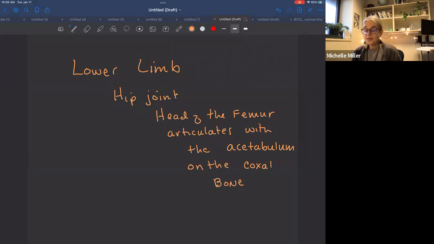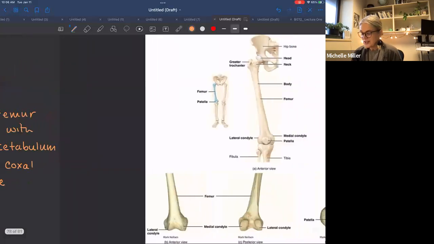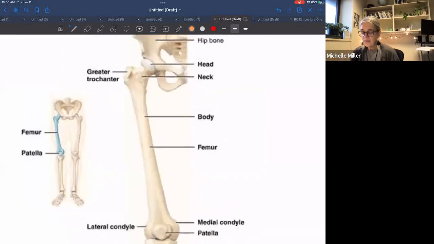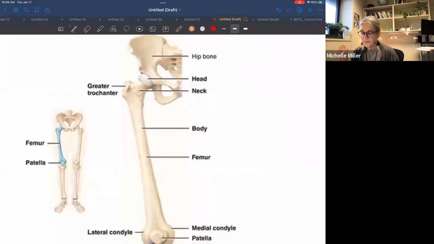So unlike the shoulder, this is actually a very deep articulation, and there's actually lots of ligaments and tendons, which are connective tissue that help to hold the femur into the pelvis. So it is more uncommon for you to have a dislocated hip than for you to have a dislocated shoulder. So it's kind of interesting when we look at this hip joint.